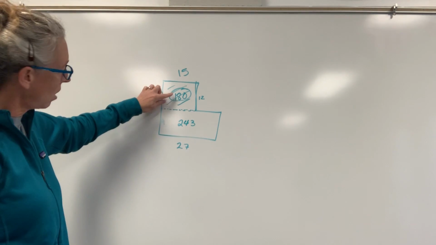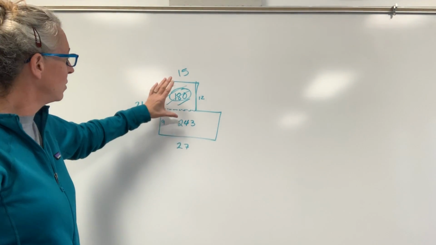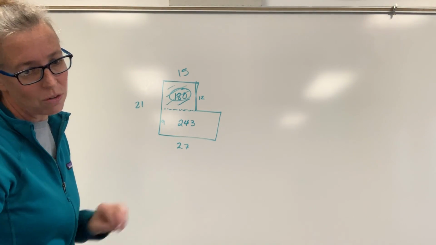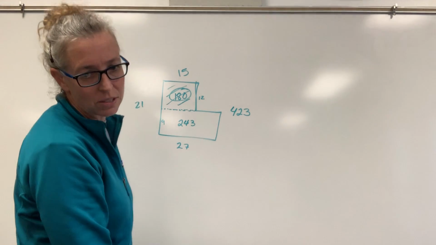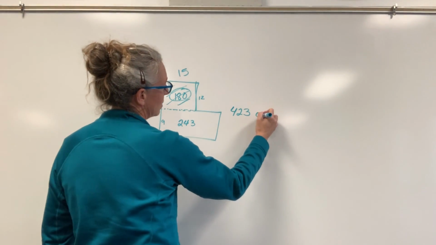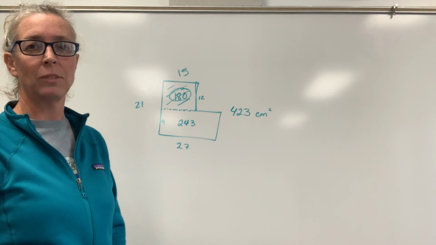So now I know the top is 180 and the bottom is 243. All I have to do is add those two together to get the total. When I do that, I get 423. It looks like we're dealing with centimeters and it's area, so we're going to do squared. Okay? Questions?